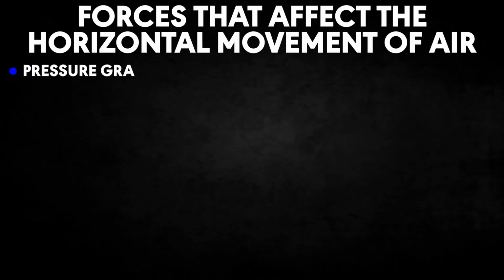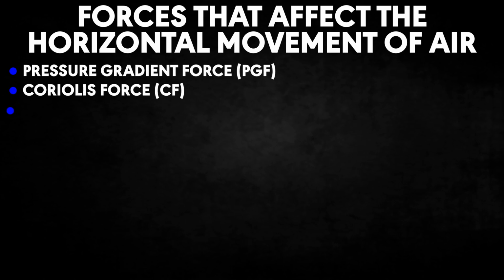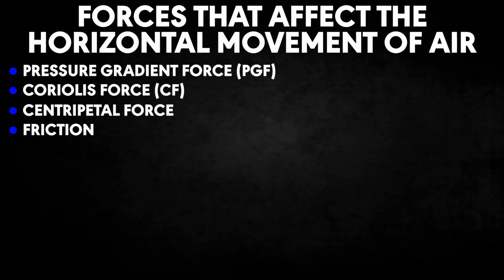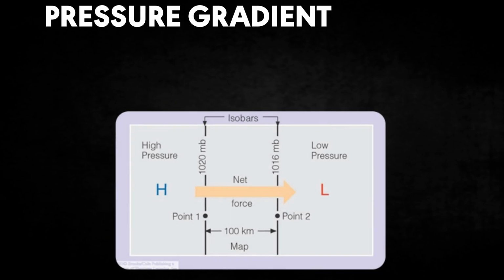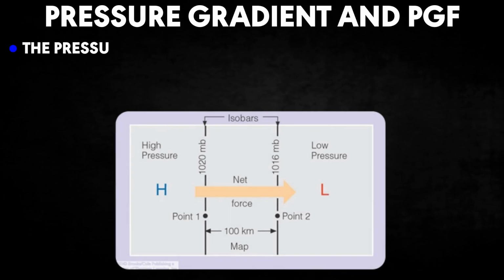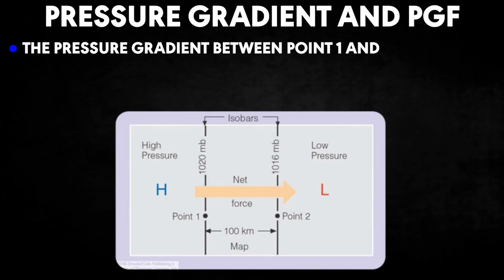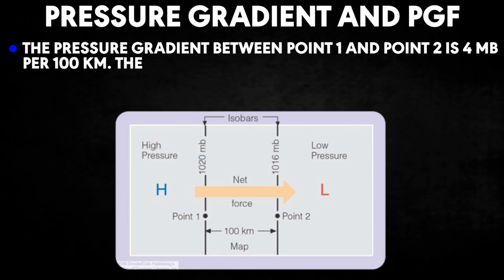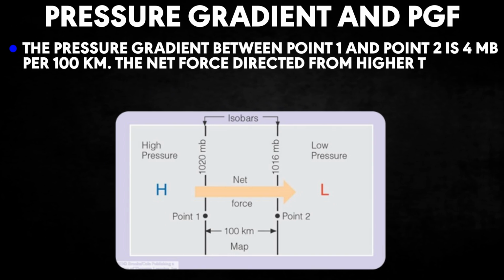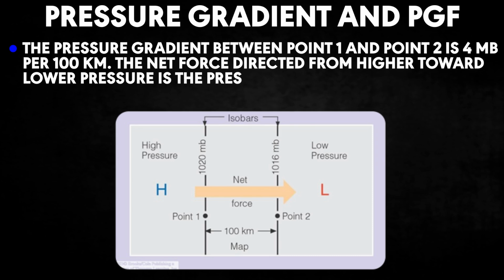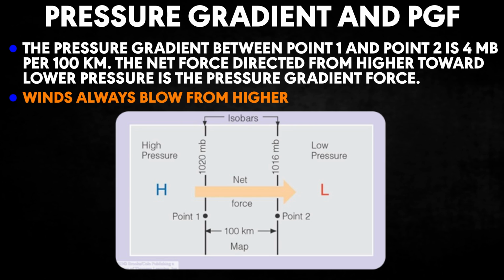Forces that affect the horizontal movement of air: pressure gradient force, PGF, Coriolis force, CF, centripetal force, and friction. The pressure gradient between point 1 and point 2 is 4 MB per 100 kilometers. The net force directed from higher toward lower pressure is the pressure gradient force. Winds always blow from higher toward lower pressure.